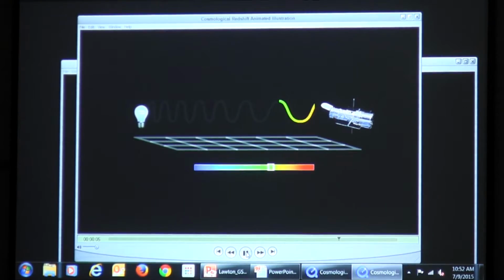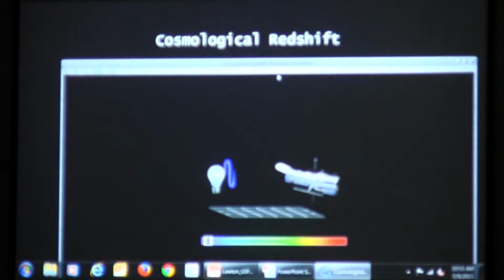Yeah. I mean, I understand that it's stretching the wavelength. Does it also stretch the amplitude of the wave? No. Just the wavelength is being stretched. Okay. All right.